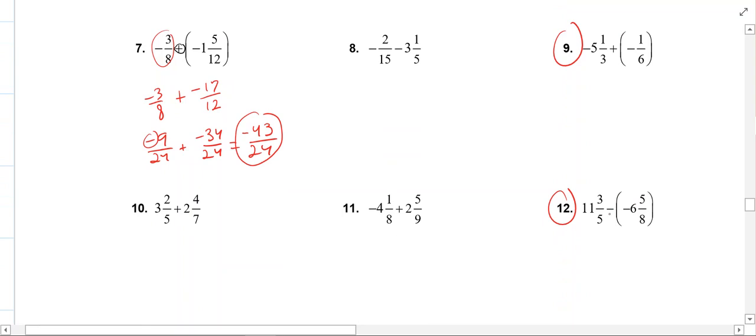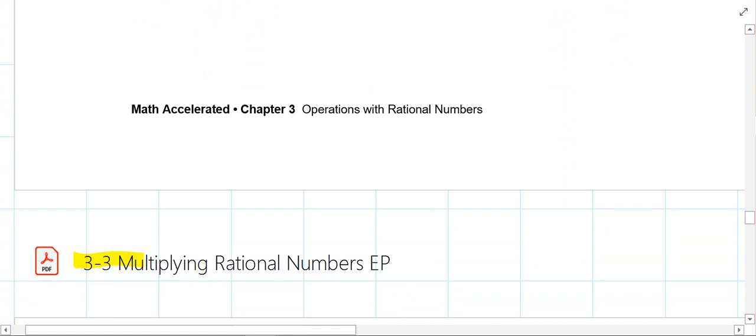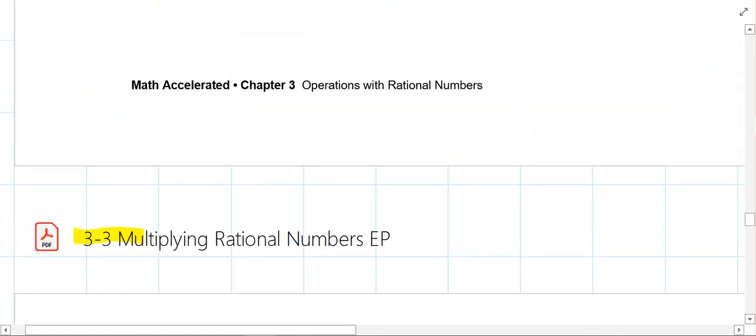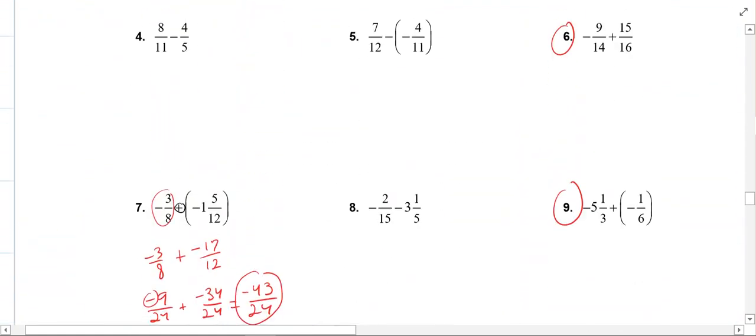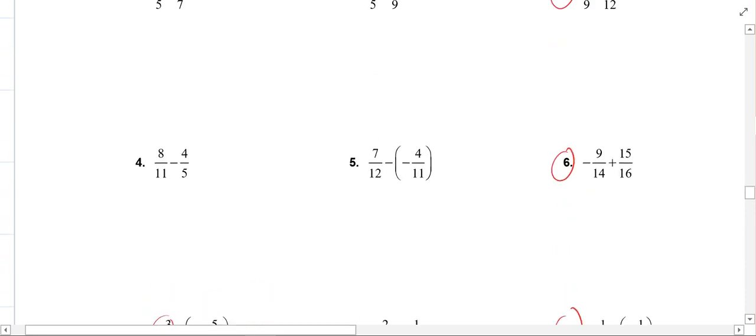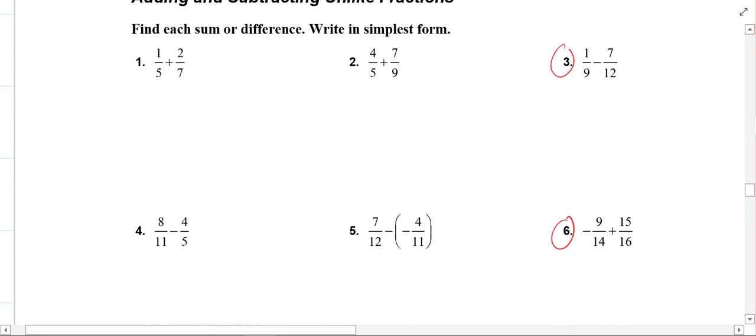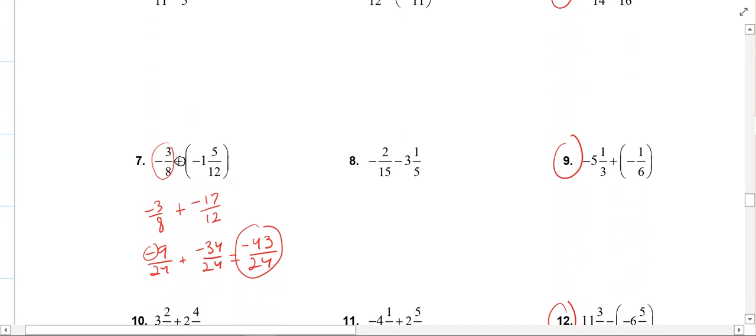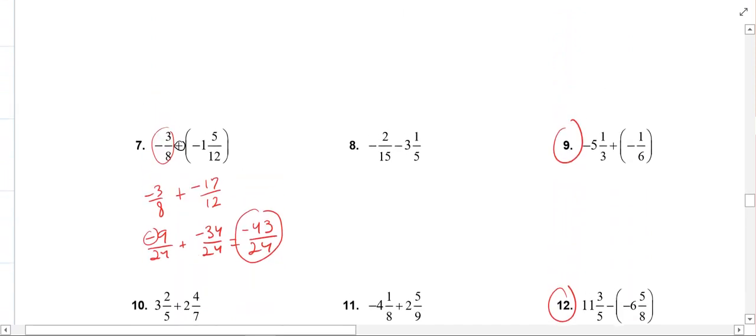On number 12, you're going to do additive inverse, change both to improper fractions, and then make your like denominators. And that was it. Okay, so there's lots of extra problems I can use as examples. If you need them, just ask and we can work on those. Remember, only do the multiples of 3 on the assignment.